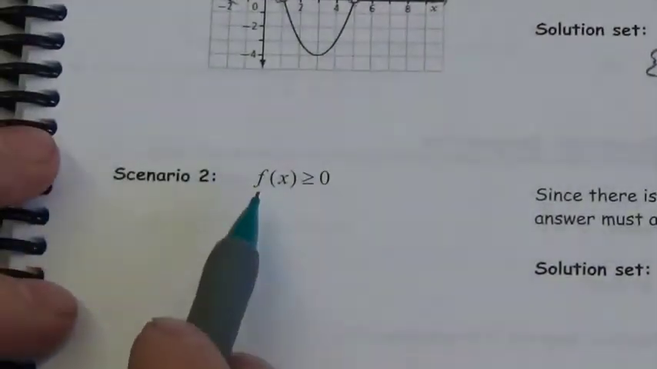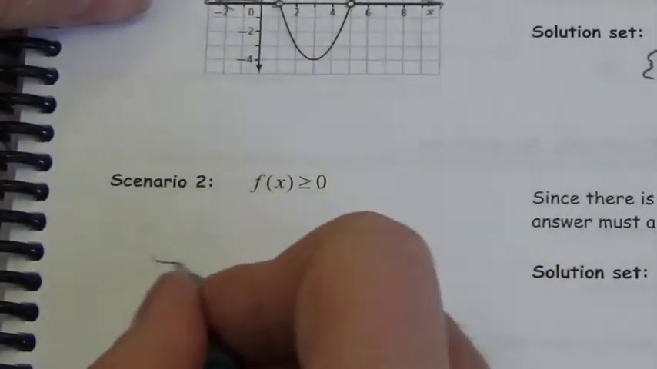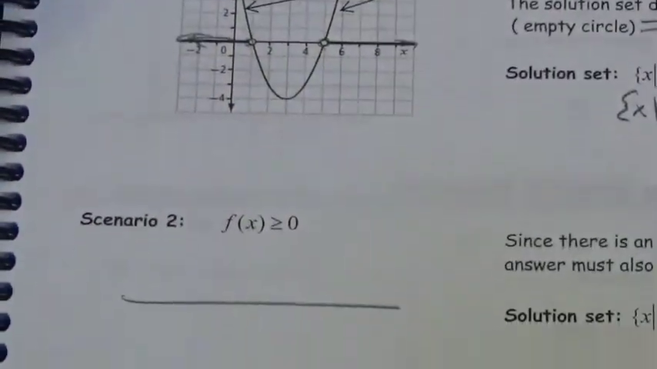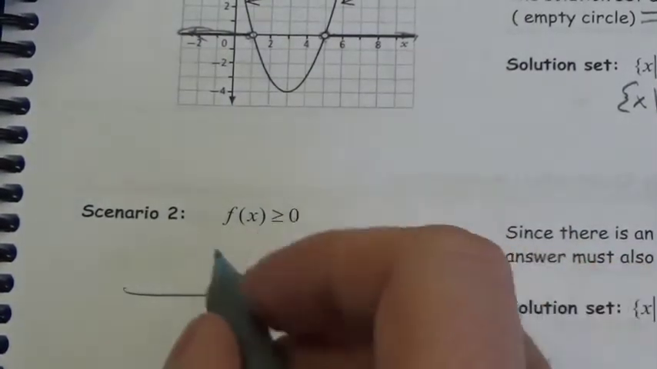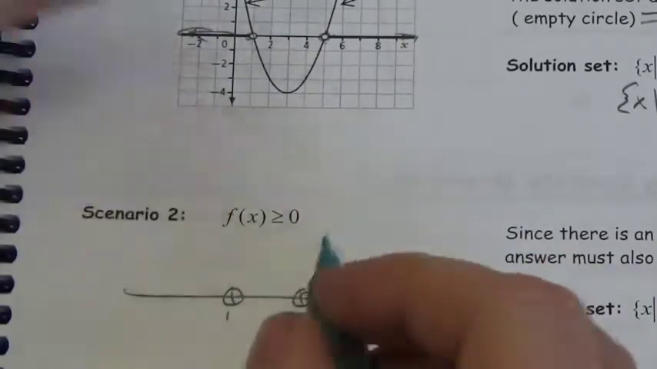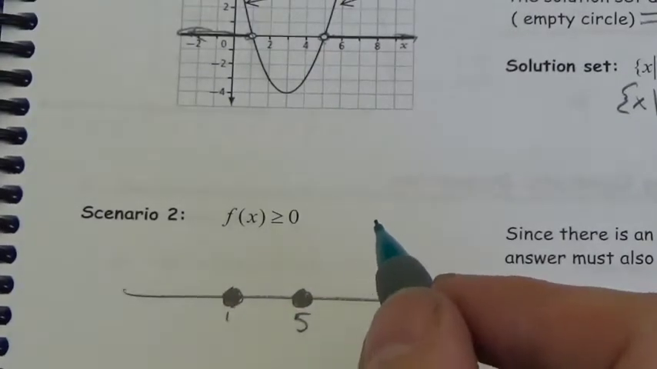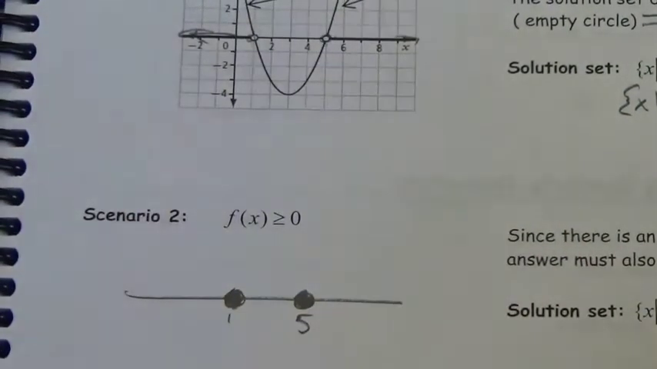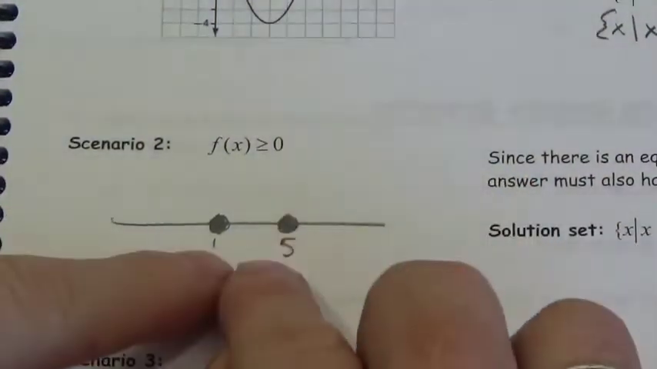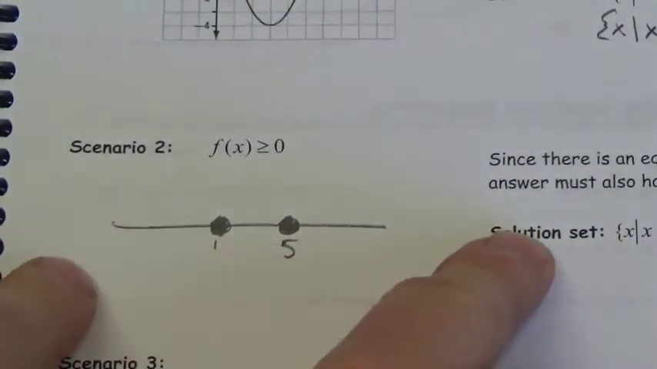Other scenario here, where f of x is greater than or equal to 0. Now, in this case, the only difference is that we're going to include those x-intercepts. We have already found that the x-intercepts here were at 1 and 5. Because of the or equal to, we're going to include those two values. Now my answer, and I'm just going to jump right to the conclusion, is either going to be between those two x-intercepts or outside.